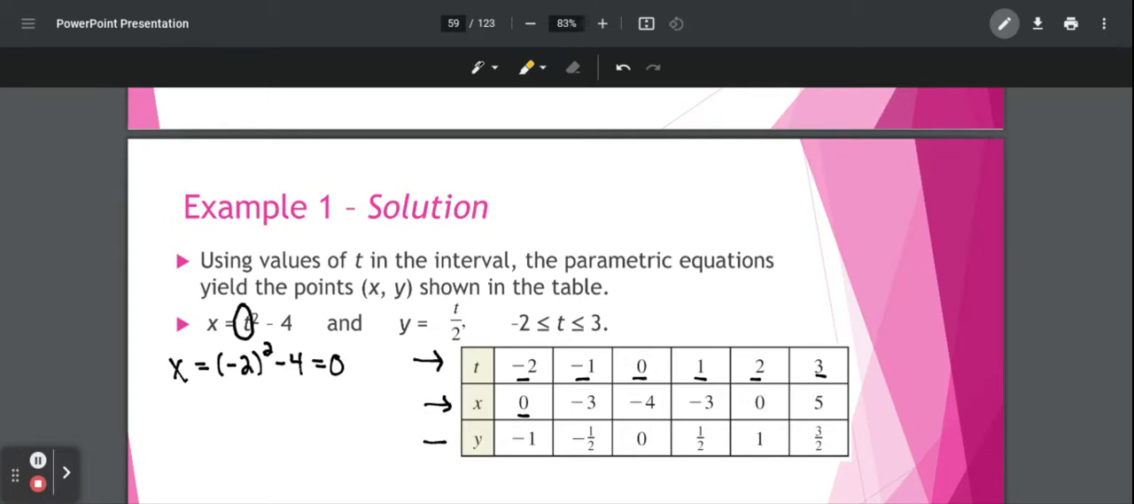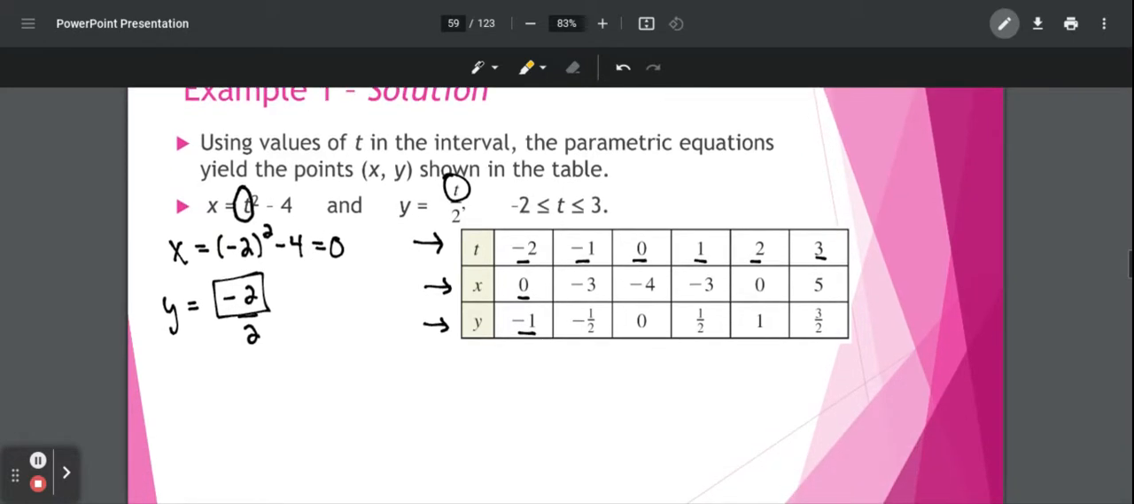And so then to find your y coordinate, you do the same thing. So if t is -2, we would say y is -2 over 2. Again, we're plugging that -2 into that t value in the equation, and that's where that -1 comes from. And then we could go through that with all the points.